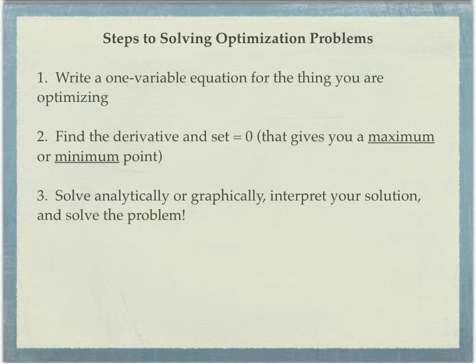Alright, we're just going to go through a couple examples here to give you a taste for what these types of optimization problems are all about. And of course we'll see several different ones once we get into class. Alright, here's our first one. Find two numbers whose sum is 20 and whose product is as large as possible.